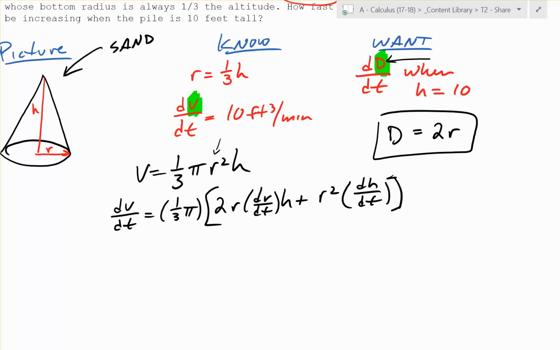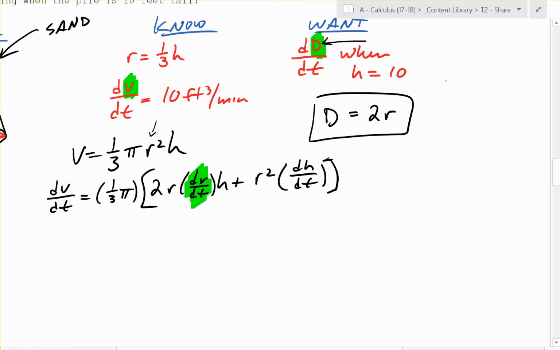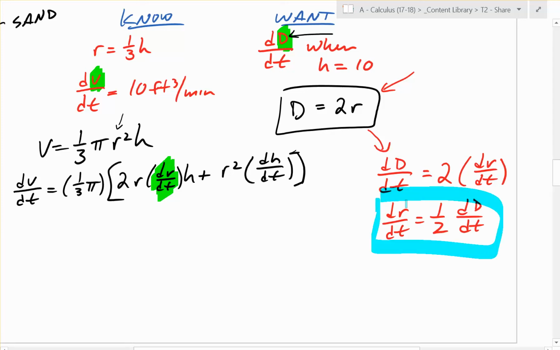Now what do we want? We want dD/dt, a rate of change of diameter. We're going to get that by looking at the rate of change of the radius. Taking the derivative here, dD/dt, the rate of change of diameter, is going to be 2 times the rate of change of the radius. What does that mean? It means dr/dt is equal to 1/2 the rate of change of the diameter. So we take this and plug it in right there.